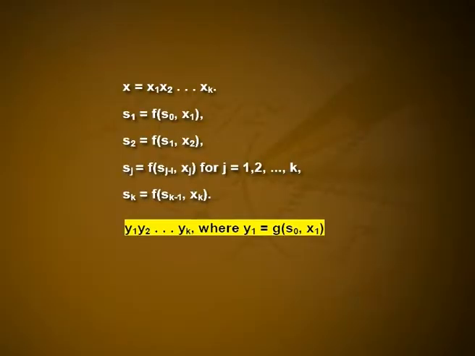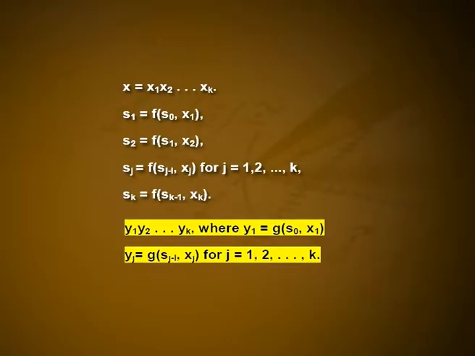This sequence of transitions produces an output string y1 y2 ... yk, where y1 = g(s0, x1) is the output corresponding to the transition from s0 to s1, y2 = g(s1, x2) is the output corresponding to the transition from s1 to s2, and so on. In general, yj = g(sj-1, xj) for j = 1, 2, 3, ..., k.